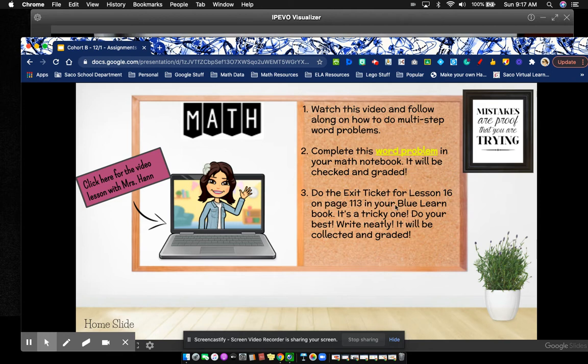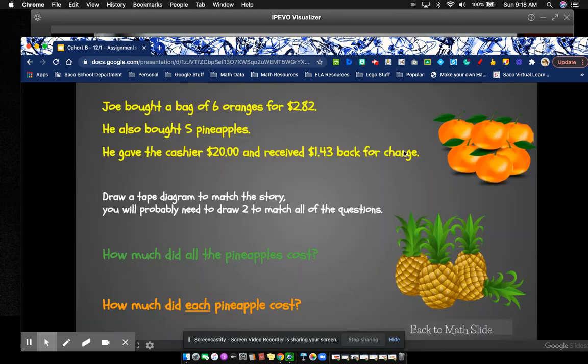And then you're going to do the exit ticket for lesson 16 on page 113 in your blue Learn book. It's a tricky one. Do your best, write neatly. It will be collected and graded next time we're together. The word problem, you just need to click here to get to the next page. It's about oranges and pineapples, and it's multi-step, just like the one that we're going to do together.